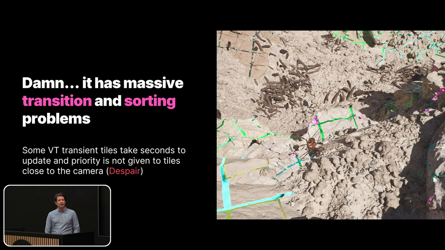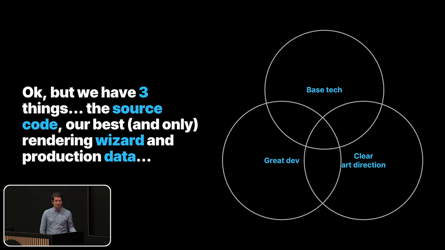And no, not at all. It had massive transition and sorting problems. Some of the VT transient tiles take seconds to upload. Others stayed in low resolution when in fact they should have been in high resolution. The sorting of them was wrong compared to the camera view. Bit of despair again. But we're like, we need that.